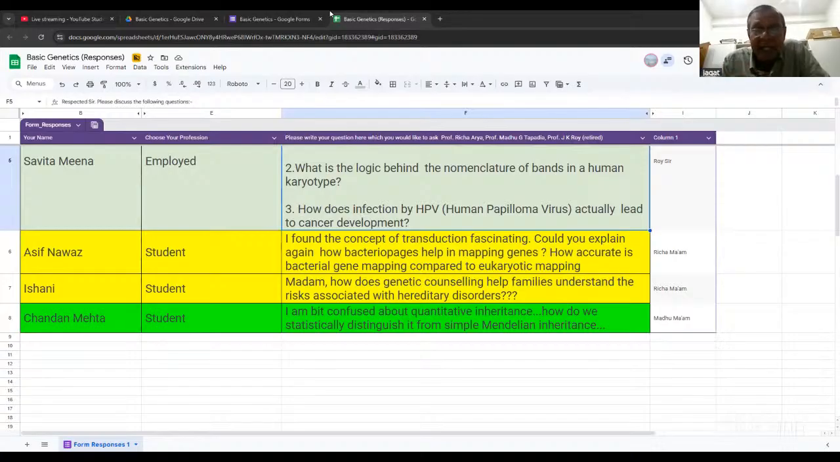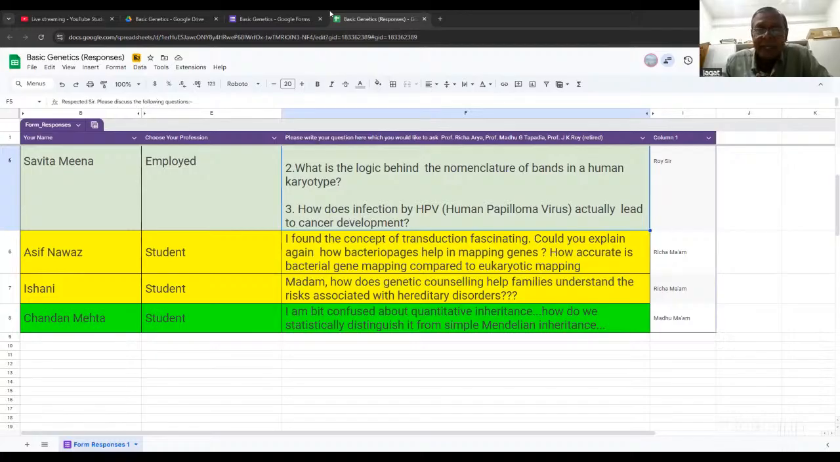That means it is very important for you to identify the chromosome. Unless you identify the chromosome, nothing can be studied further about that chromosome, or if some kind of anomaly is there, one cannot identify it. So that is why chromosome identification is very important.